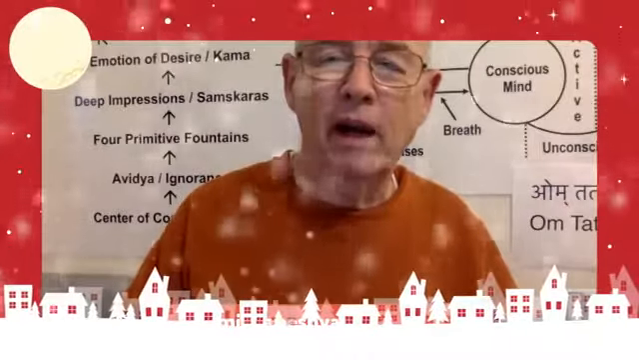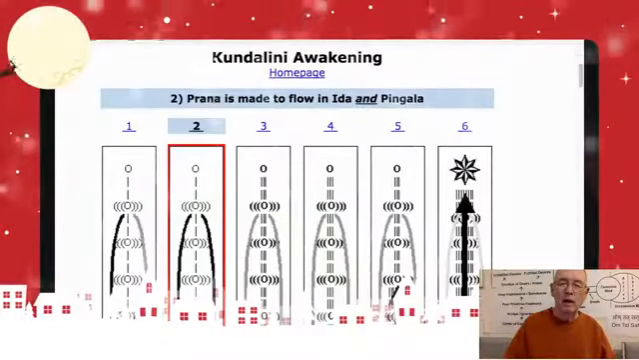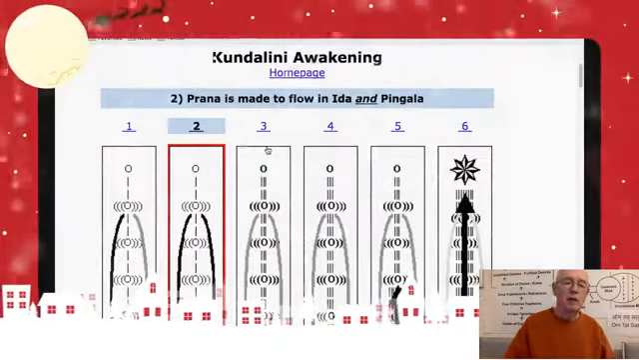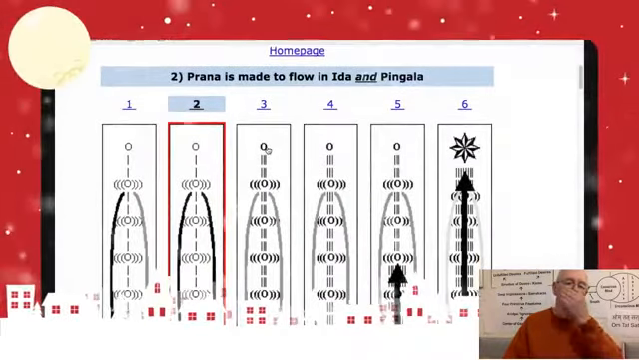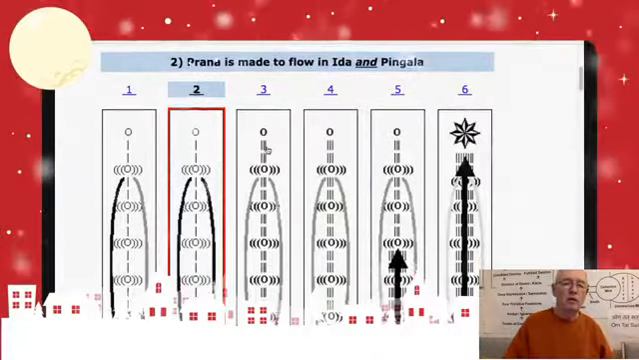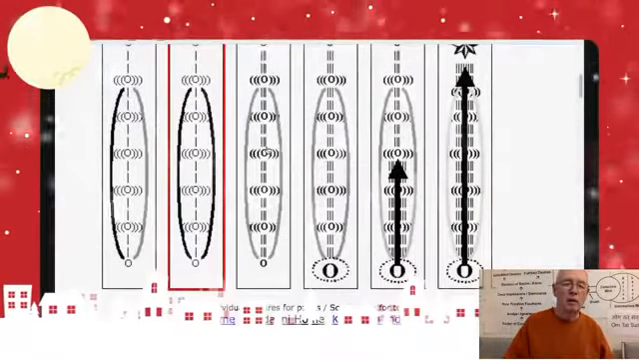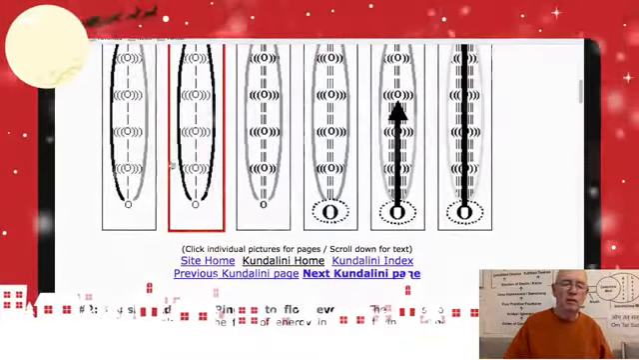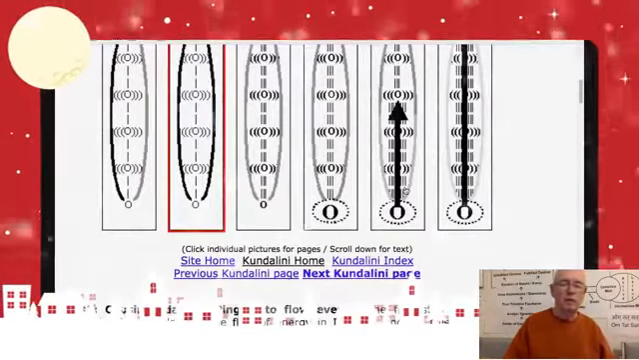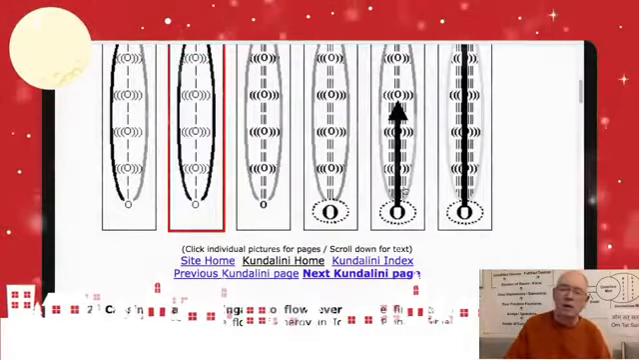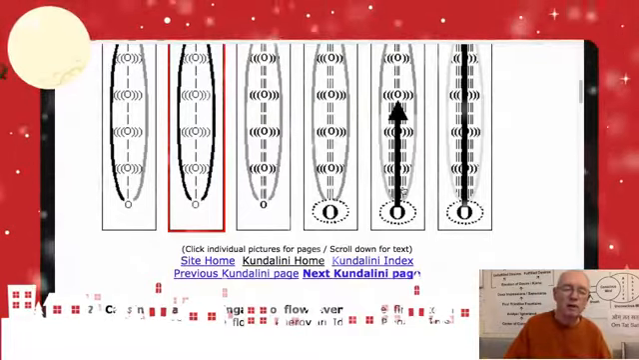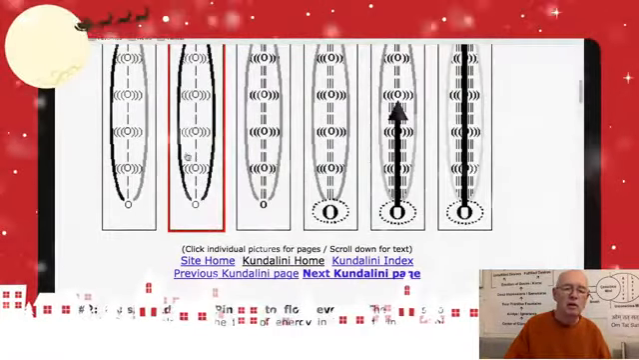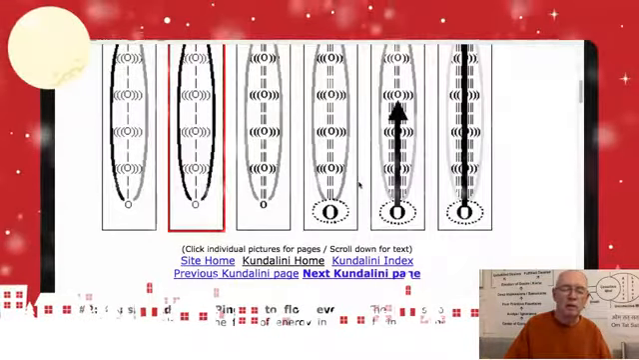And so, okay, here we are with Kundalini awakening. I have us in this second bar here, which talks about prana being caused to flow in Ida and Pingala. And these, as I said before, these bars are meant to portray a progression of what happens. It's not perfect. It's not supposed to be a precise thing. It just turned out to be 6. There's nothing magical about the number 6.